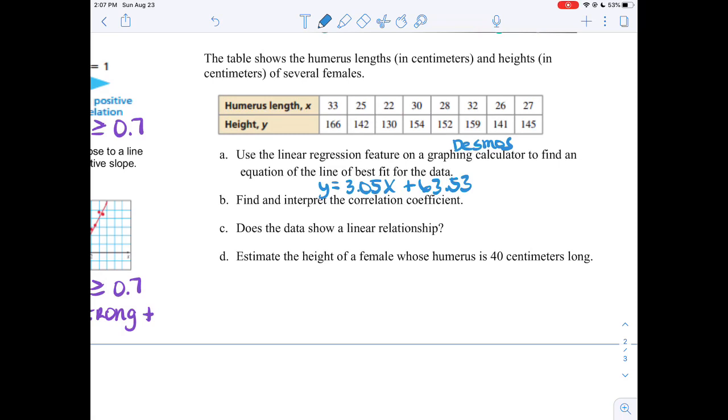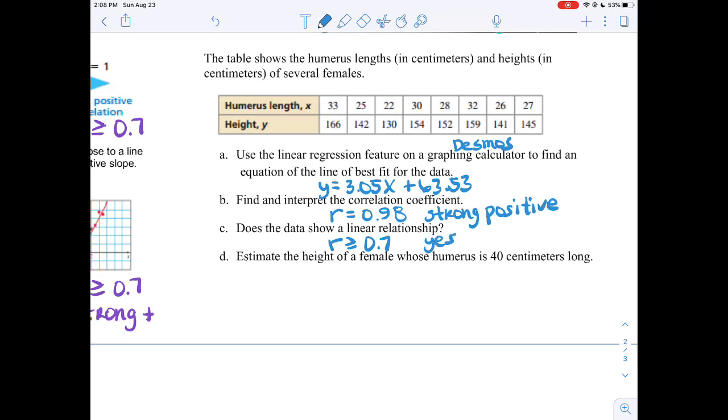So find and interpret the correlation coefficient. We saw that R value was equal to 0.98, and so that means that it was a strong positive. And because it was a strong positive, then yes, that means that we have a linear relationship. Our R value was greater than or equal to 0.7, so yes, it is a strong linear relationship.